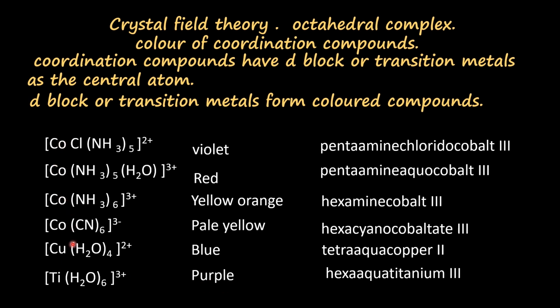In the first 4 coordination entities, though cobalt is the central atom, that is, the central atom is the same, their color is different. In all these 6 compounds, we find that the ligands are different. In the first one, chloride and ammonia. In the second one, ammonia and water. Third one, ammonia alone. Fourth one, cyanide group. Fifth and sixth one have water as ligands. We have to understand why this is so, and that too on the basis of crystal field theory.